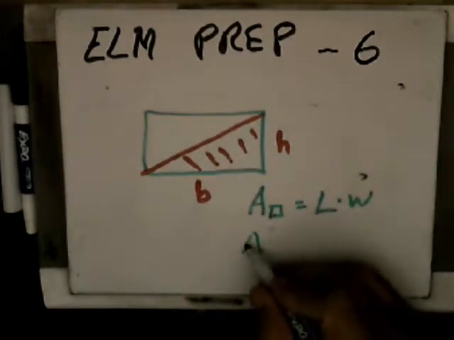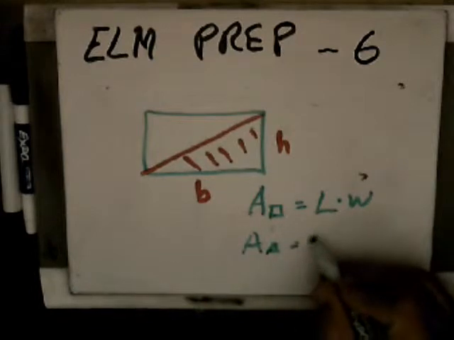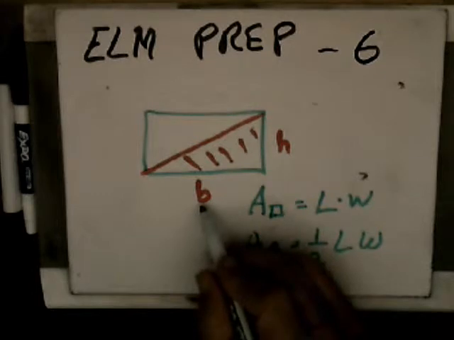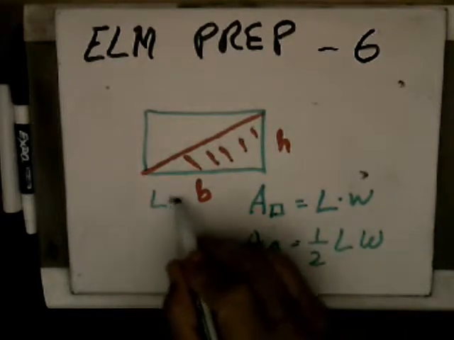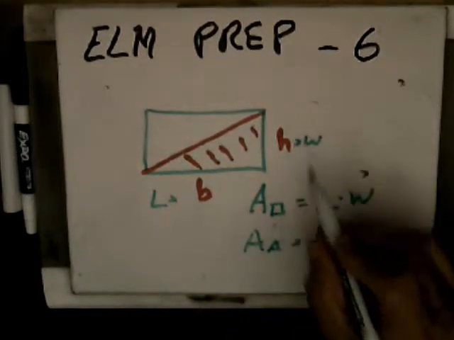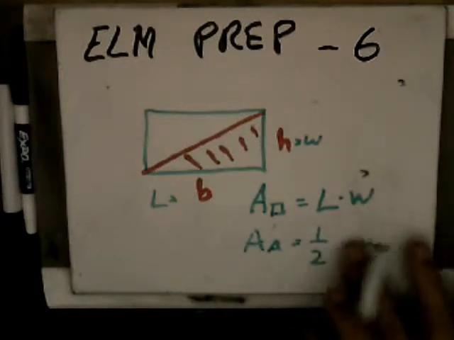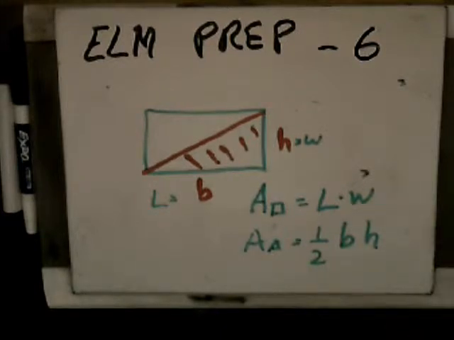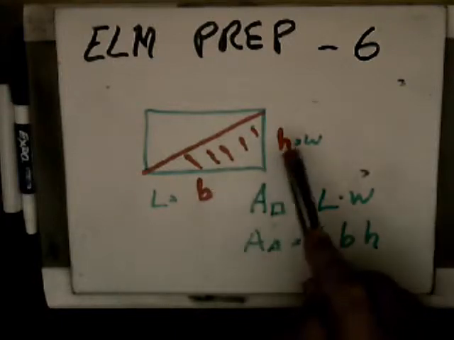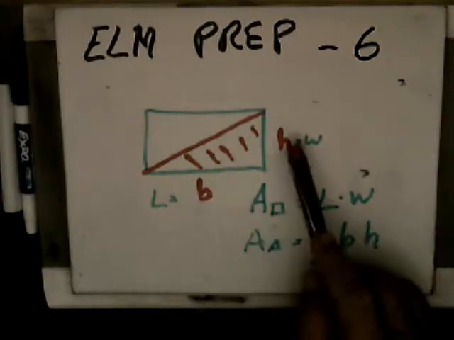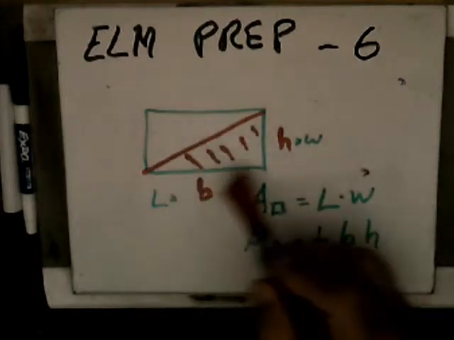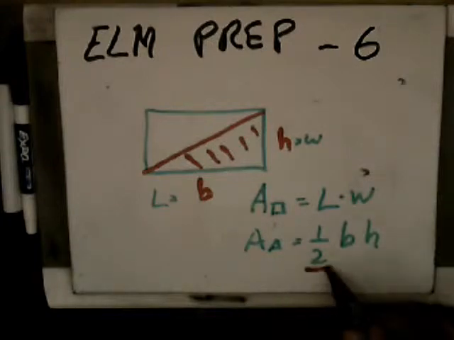So the area of this triangle would be 1/2 the length times the width, or in this case the length is equal to the base and the width is equal to the height. So we'll substitute for length and width: base times height. Don't let the fact that we call this a base and a height confuse you. It's just one side and the other side. Length and width, base and height. And the triangle is half of that area of the rectangle. So that's where this half comes from.